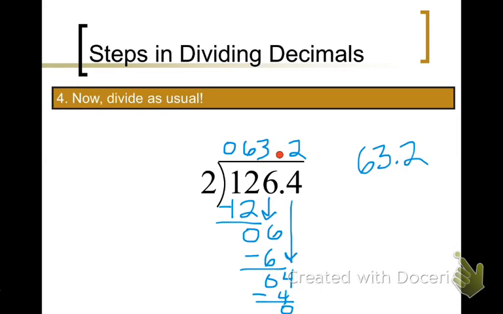Now, something that I notice when students are doing division, be sure to keep your problem organized and your numbers lined up. I see students putting the decimal in the wrong place simply because they are not staying organized in their work.